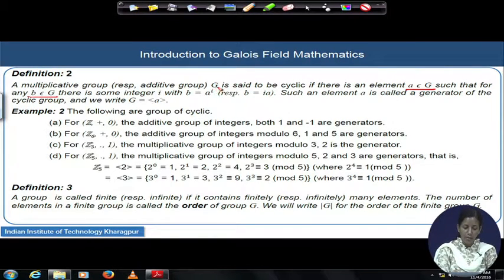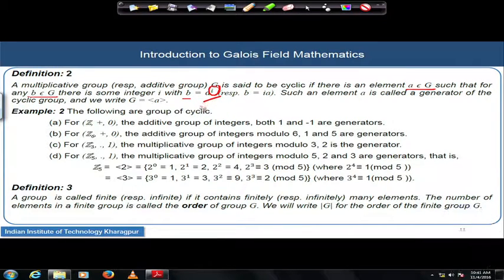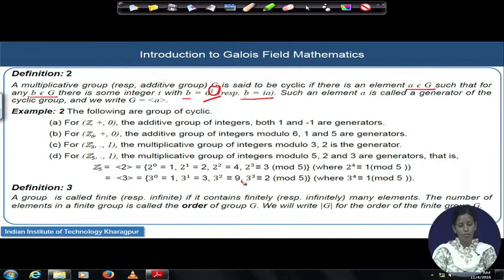We could find an integer i in such a way that every element b can be reproduced as a to the power i in the case of a multiplicative group, and for an additive group, b will be equal to i into a. Such an element a is called a generator of the cyclic group. We write the generator of the cyclic group like this. It is a very important property of a group.